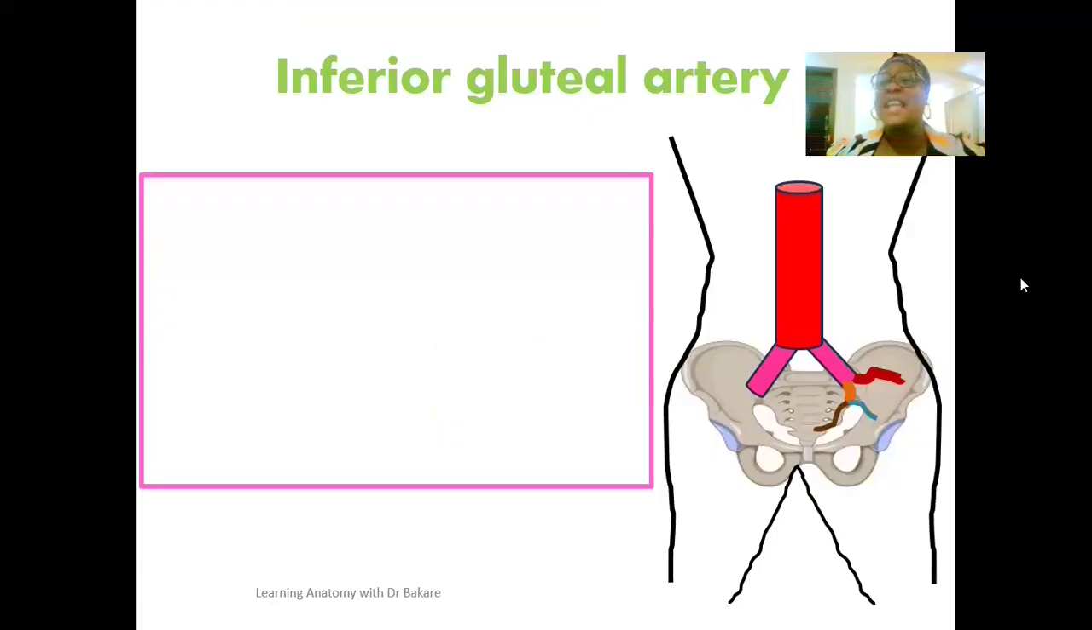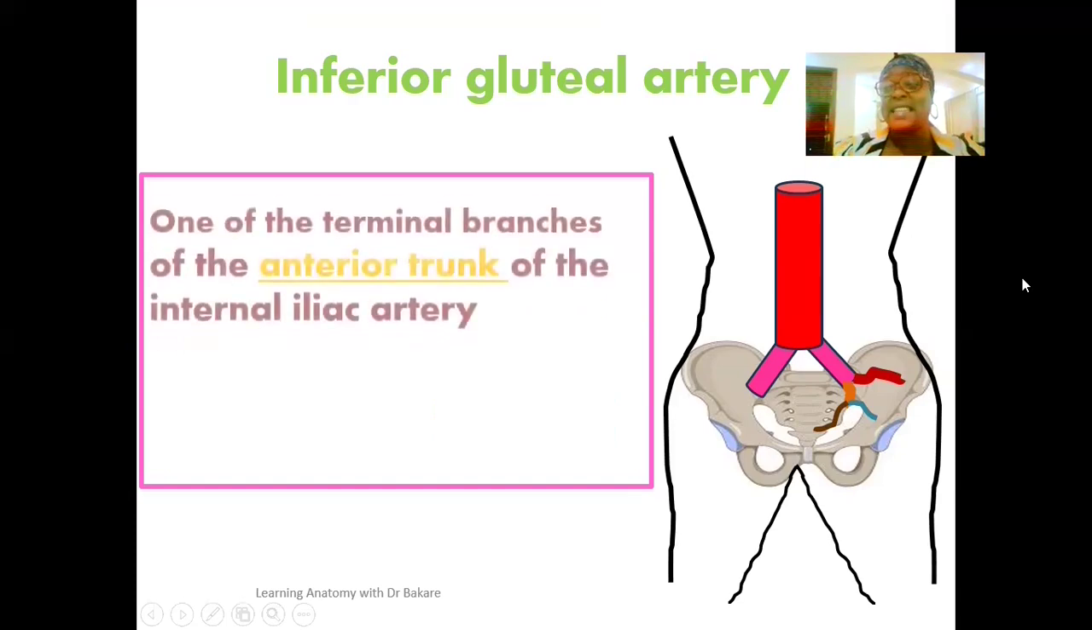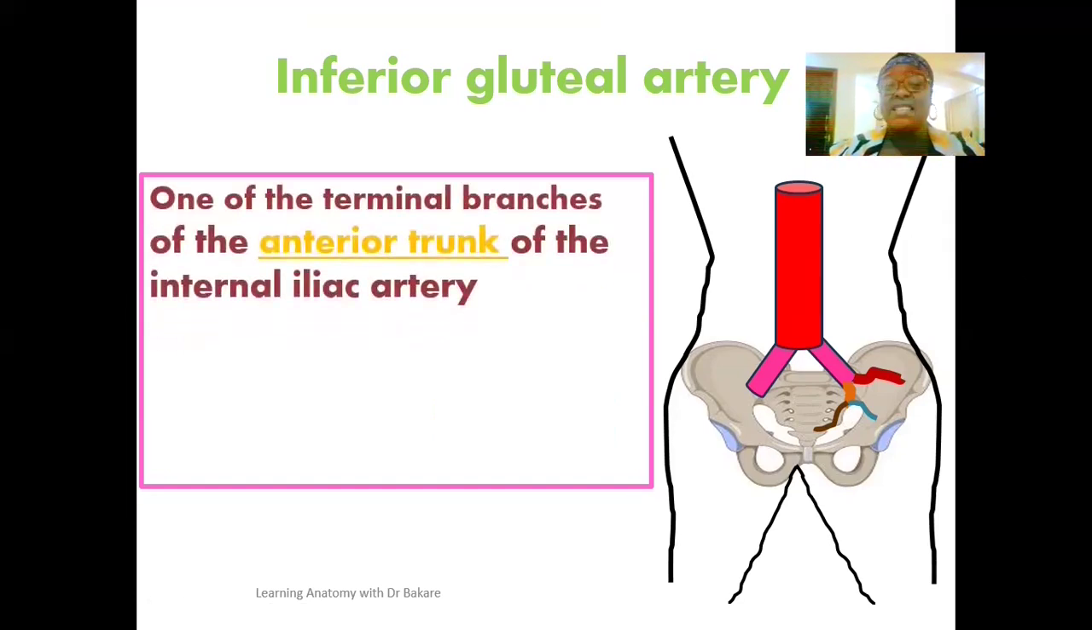The inferior gluteal artery, as we've previously highlighted, is one of the terminal branches from the anterior trunk of the internal iliac artery. Let's use this image by the side to describe how the inferior gluteal artery emerges. This structure highlighted here in black is the abdominal aorta. And we know that the abdominal aorta at its inferior end, which tallies with the fourth lumbar vertebra, is where it is seen to bifurcate into two.